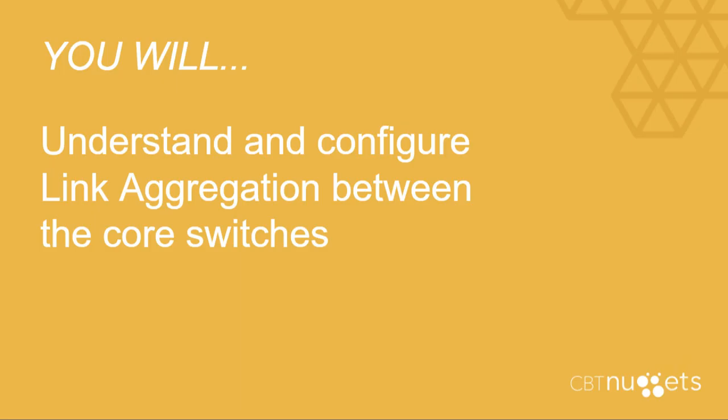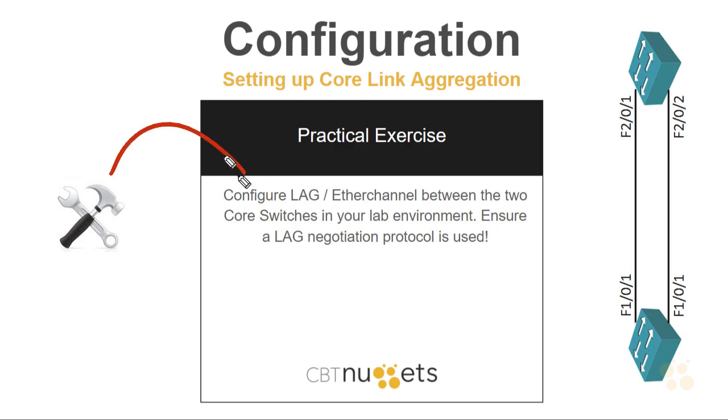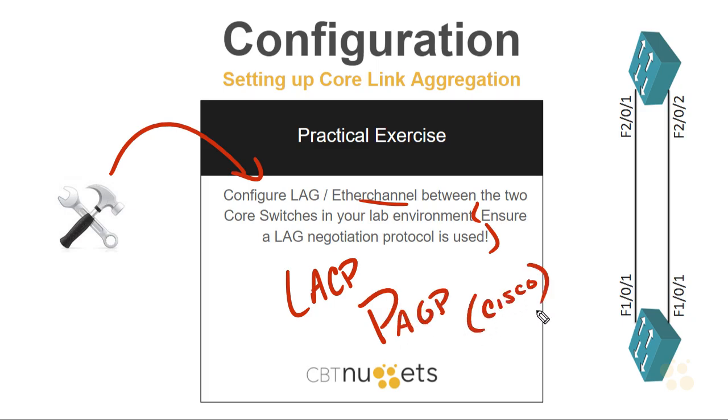Now, I said at the beginning of this that we will understand and configure link aggregation between the core switches. So here's what I want you to do. Configure lag or ether channel, depending on which term you're using, between the two core switches in your lab environment. Ensure a lag negotiation protocol is used. We used LACP in this implementation, but you can also use PAGP, which is the Cisco flavor, if your switches support it.